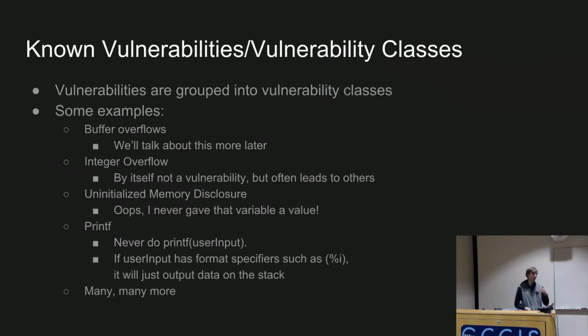So here's some common known vulnerabilities that you should keep in mind when you're doing this sort of vulnerability discovery. So first, we often group single vulnerabilities into these things called vulnerability classes, which are basically just groups of vulnerabilities. So for example, buffer overflows. I'm definitely going to talk more about this later. But a single buffer overflow vulnerability would be within the vulnerability class of buffer overflows in general. And those are basically just reading too much data into something.